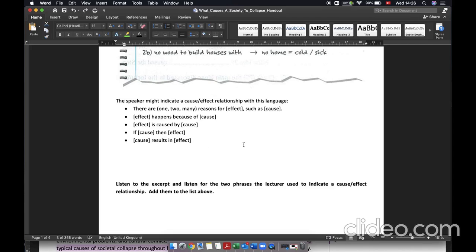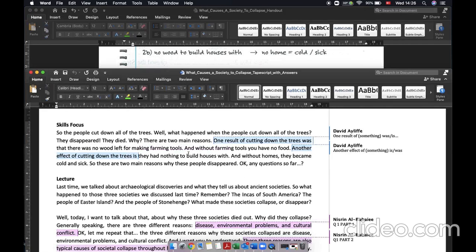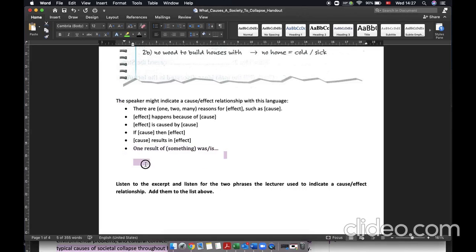This is one of the language that we use to express cause and effect. And let's check here. Another effect of cutting down the trees is they had nothing to build houses with. And here, another effect of cutting down the trees, or another effect of something is or was. This can be another language that we can use to express cause and effect relationship.